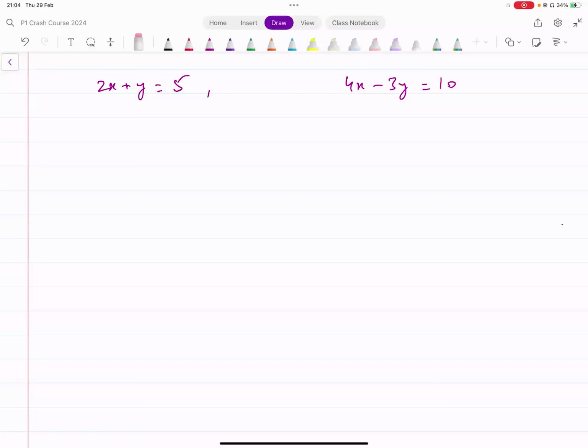So in this case, one possibility is that we multiply the first equation by 2, and that gives us 4x plus 2y equal to 10, right?